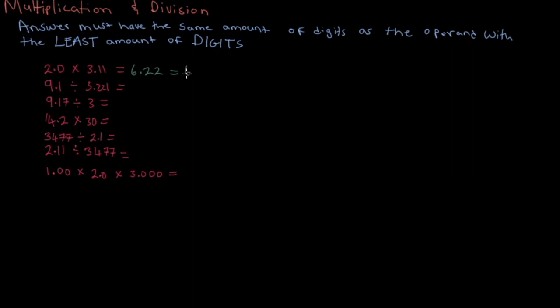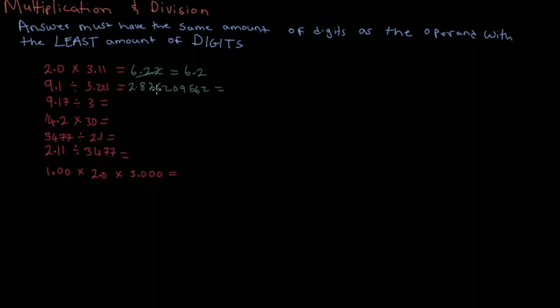So 6.2. We drop this 2. If we go down here, 9.1 divided by 3.221 will give us a really long number. So we'd get 2.825209562. So as you can see, this can be a little bit problematic, especially if you're trying to be efficient and fit a lot of stuff onto a page, or if your test says to write to the right amount of significant figures.